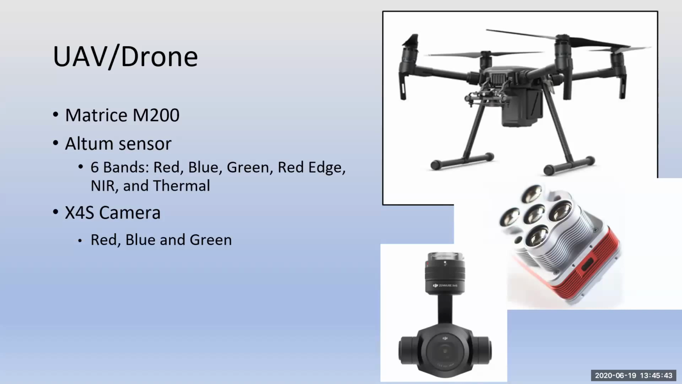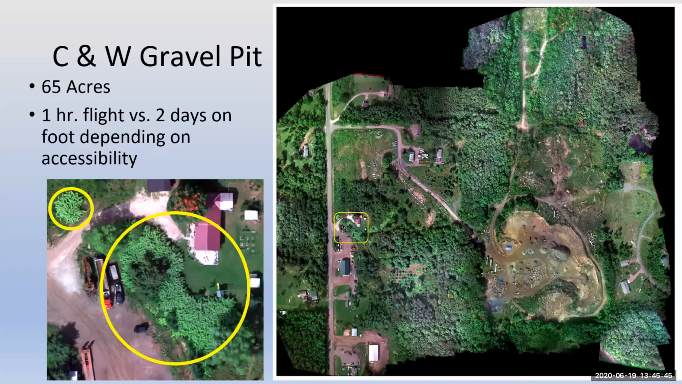Next slide. So this is our site that I'm going to talk about. It's a C&W gravel pit. This was flown with the Ultim multispectral camera, and it's about 65 acres.